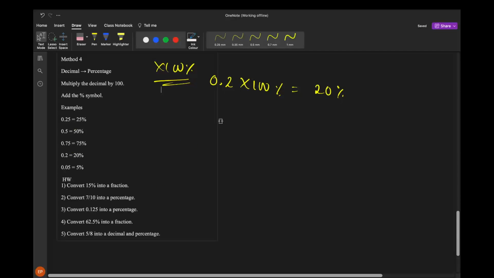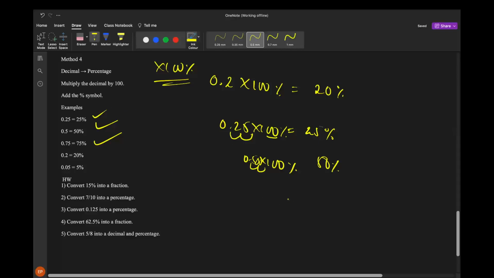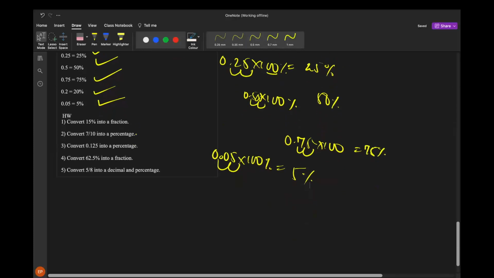0.25 into 100%, which gives us 25%. See, as I told, multiplication means the decimal goes right side, 1, 2, number of zeros 2, so 2 places, so it becomes 25%. 0.5 into 100%, 2 places, so 1, 2, which gives 50, means 50%. 0.75 into 100, 1 place, 2 places, which gives 75%. 0.2 means 20%. 0.05 into 100%, which gives 1 place, 2 places, 5%. So it is 5%.